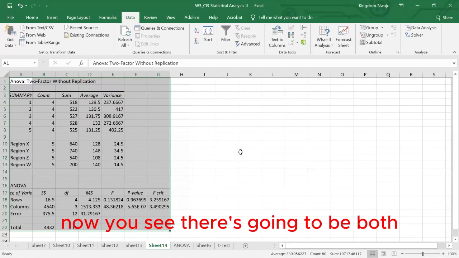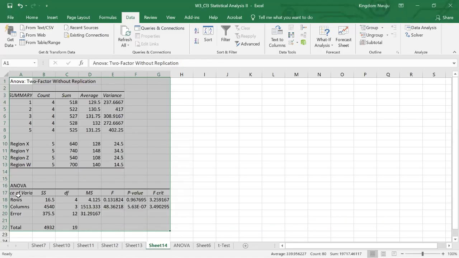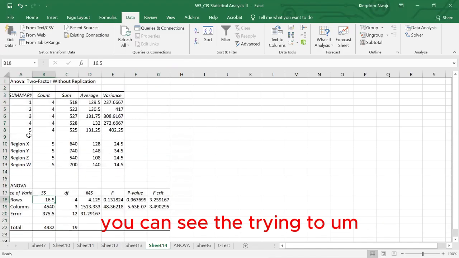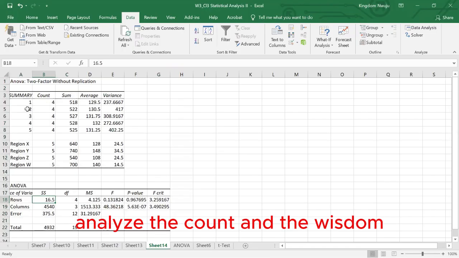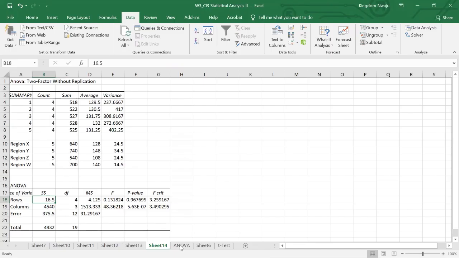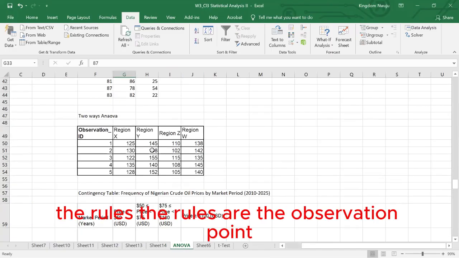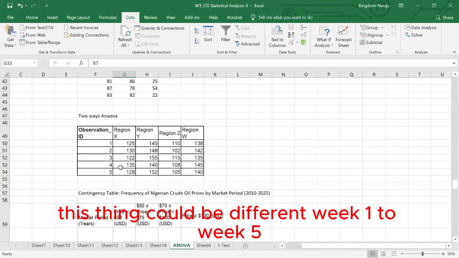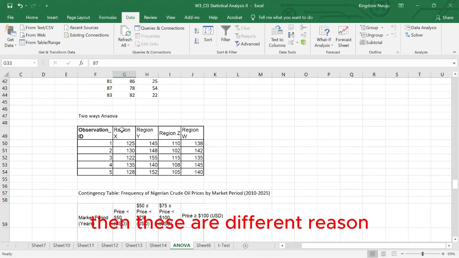Now, you see, there's going to be both row analysis and column analysis. That's what you can see, trying to analyze count and the region. Now, for the rows, what are the data? The rows are the observation points. This thing could be different with 1 to the 5. Then these are different with 10.